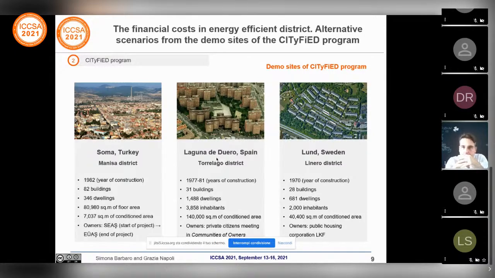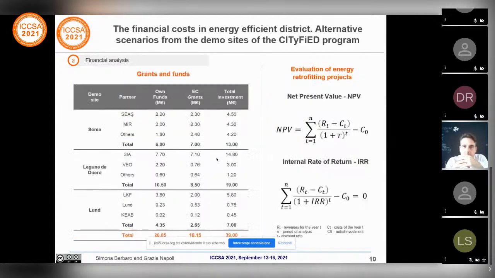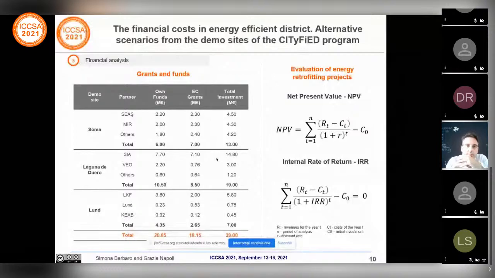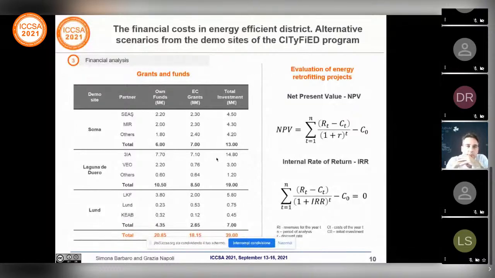Certify required a total investment of more than 36 million. 39 million were allocated to the 3 demonstration sites and were divided into funds from private or public companies and the grants from the European Commission. Our study hypothesized a few alternative scenarios, each of which corresponds to different financing parameters and different types of capital, in order to assess how the main economic indicators react. The indicators selected to carry out this analysis were net present value and internal rate of return.